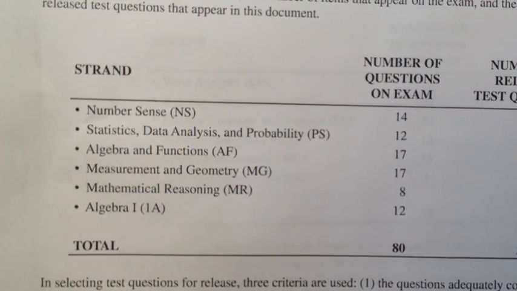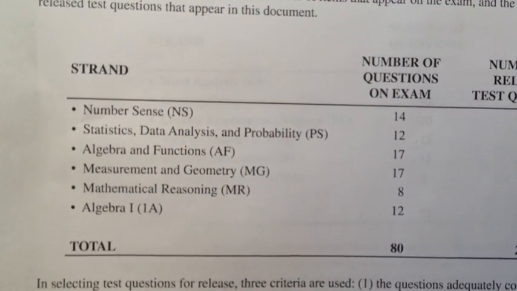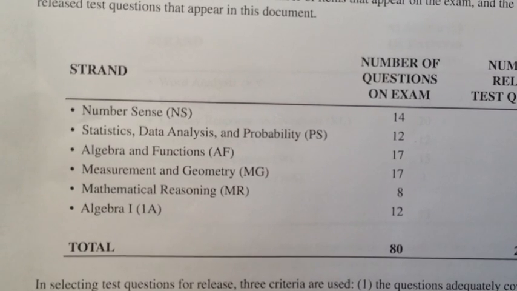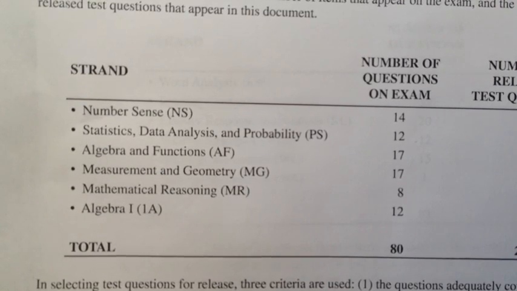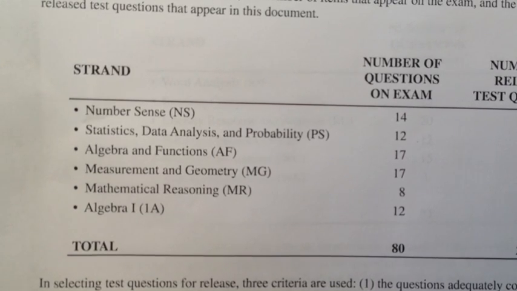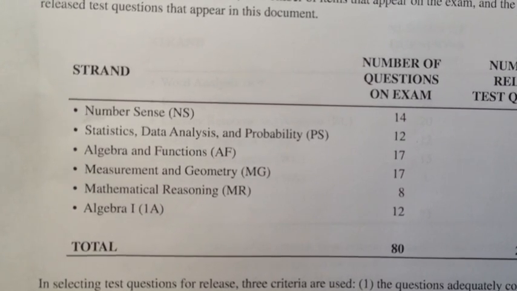Now, as you can see, the math portion of the CASEY is also broken up into 6 different categories. Number sense, there are 14 questions. Statistics, data analysis, and probability, there are 12 questions. Algebra and functions, there are 17 questions. Measurement and geometry, there are 17 questions. Mathematical reasoning, there are 8 questions. And Algebra 1, there are 12 questions, for a total of 80 questions.